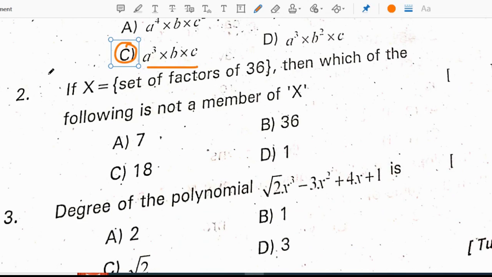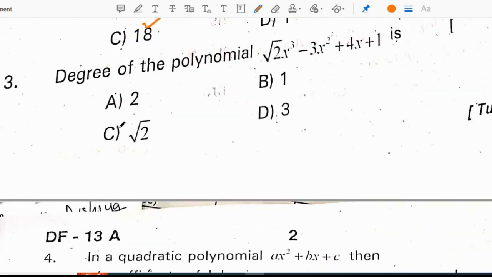Set of factors of 36 is X set, then which of the following is not a member of X? So 36 is a factor of 36, 1 is a factor of any number, that is 36. 18 is also factor of 36 because 18 twos are 36, but 7 is not the factor of 36. Correct option for second question is A.